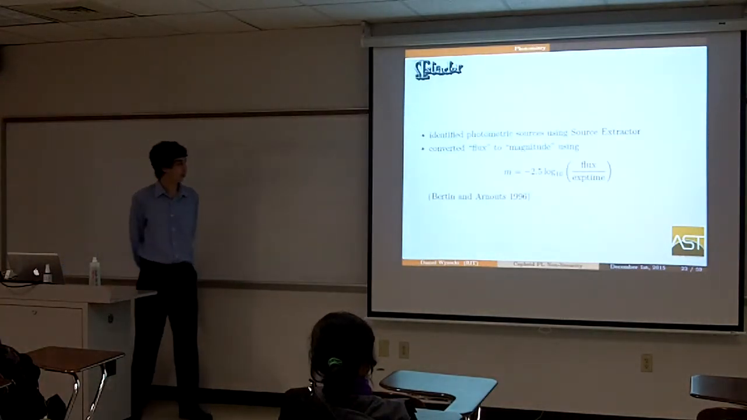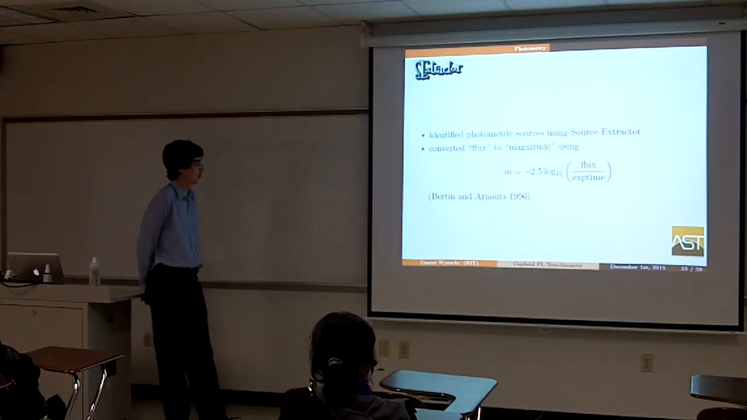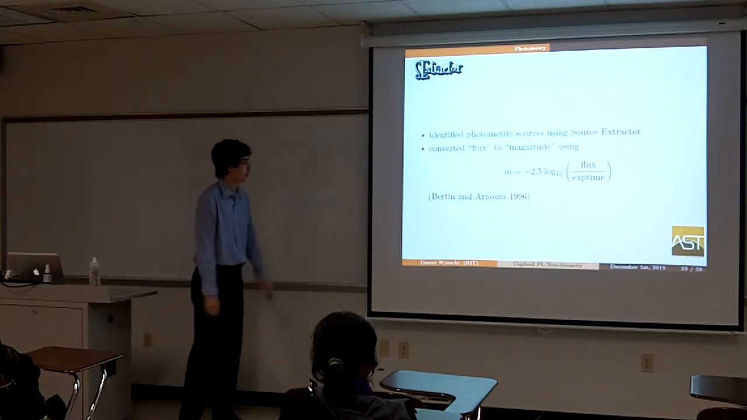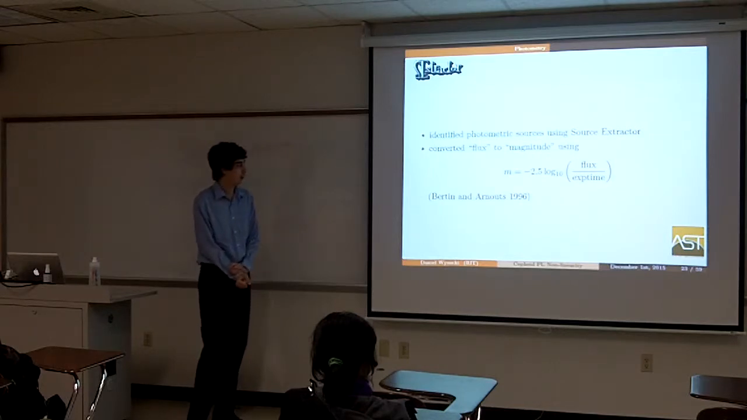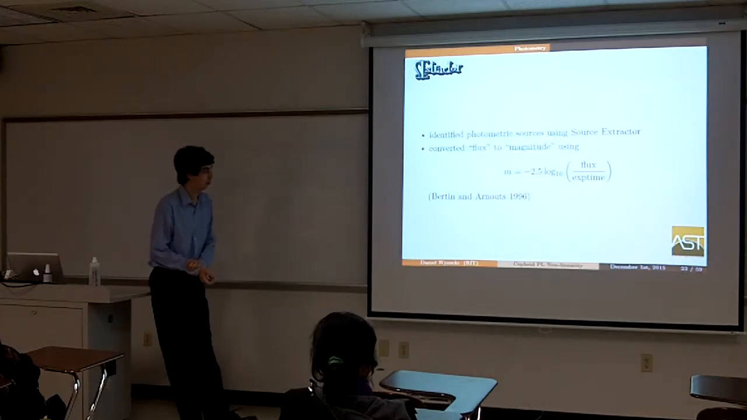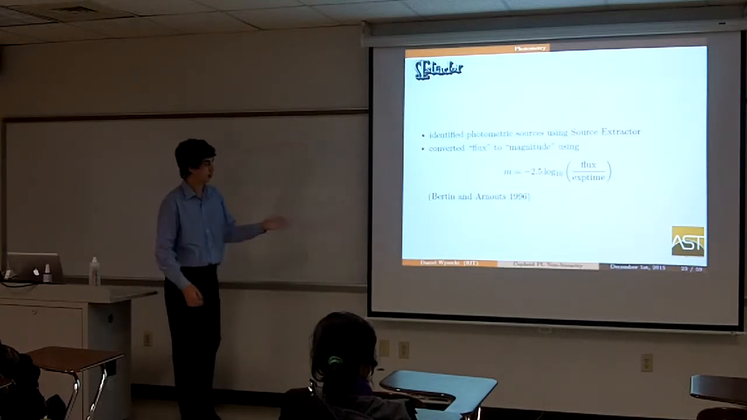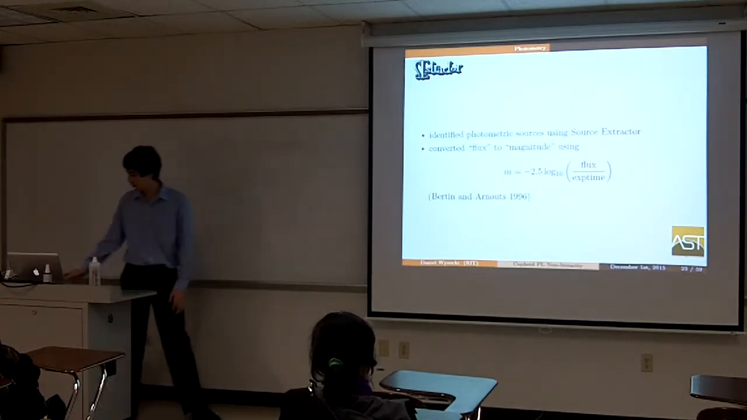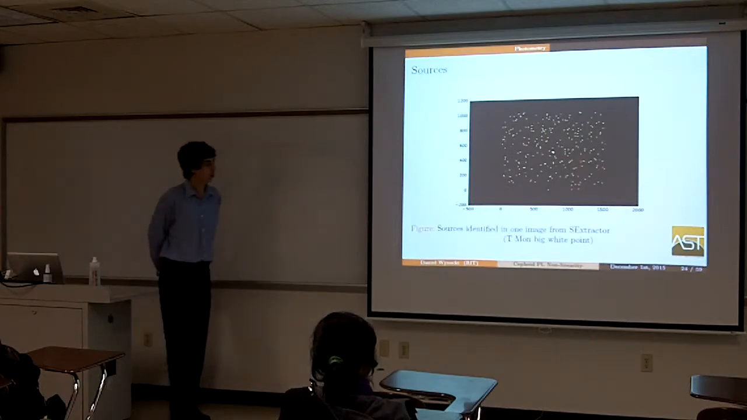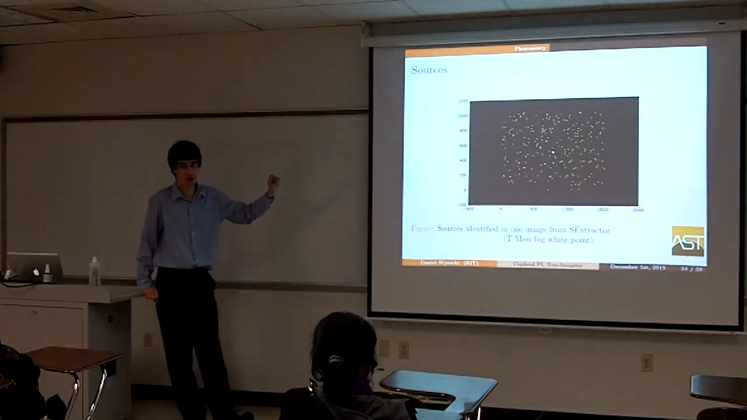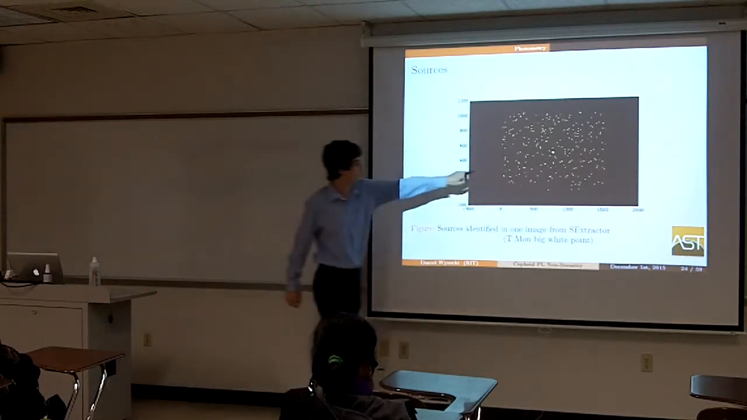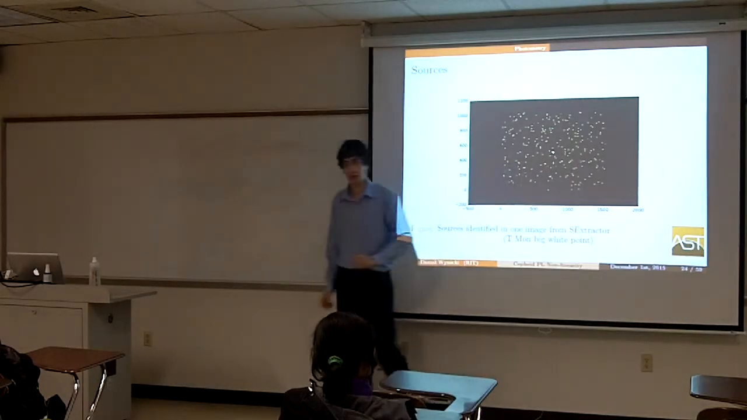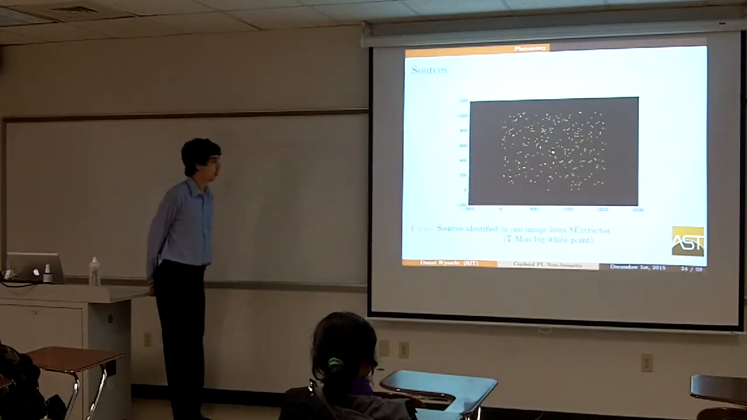So I did some photometry. First I used the program Source Extractor to identify photometric sources, and then using the fluxes that it computed, I converted those to magnitudes with some arbitrary 0 point by dividing by the exposure time and taking the log of that. So here's just an example from one of those images. These are the sources that were extracted. And in this bright white dot, I've highlighted the source for T Mon. And so you can see it's not a very crowded field.